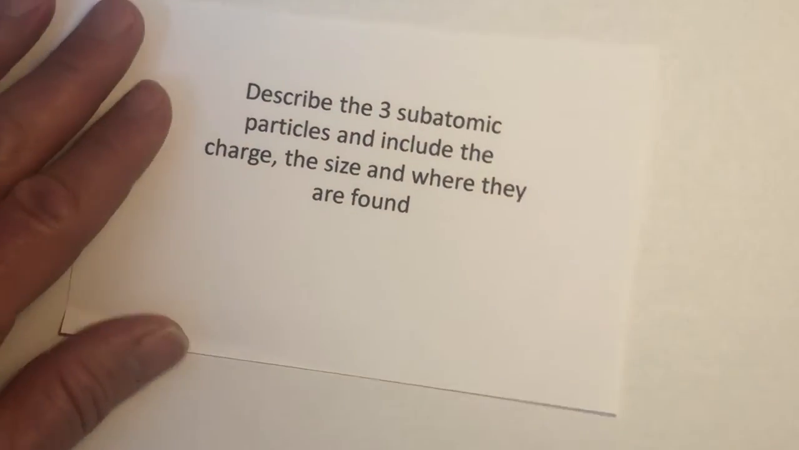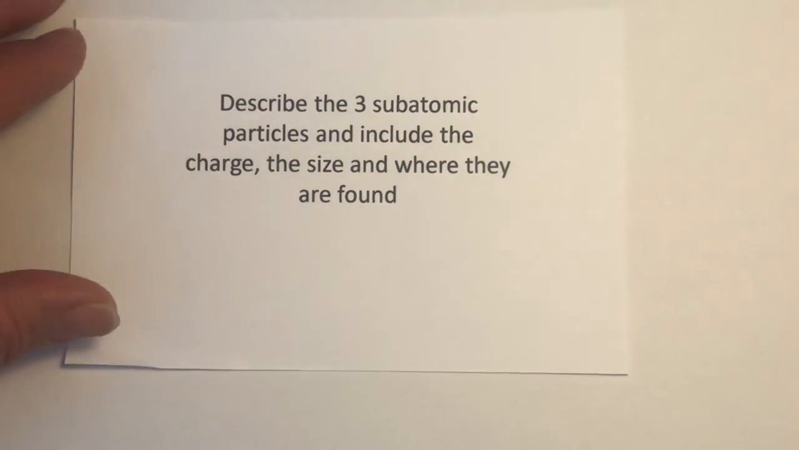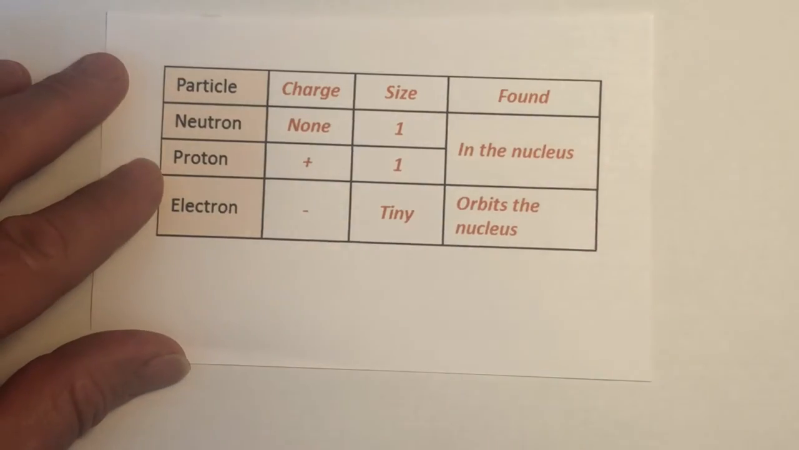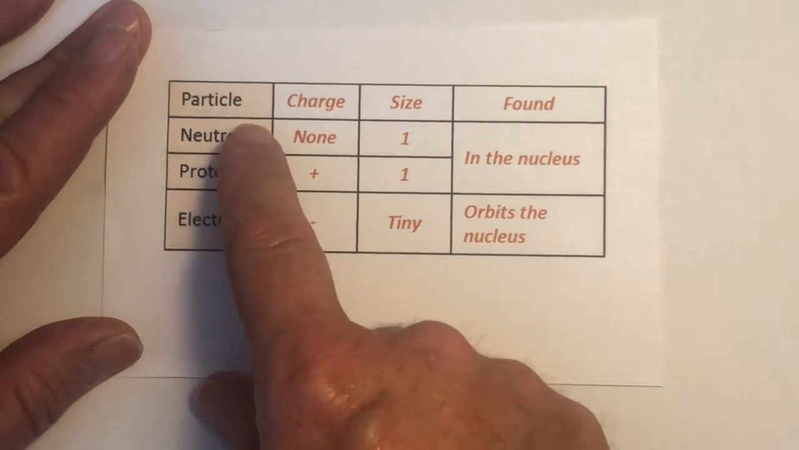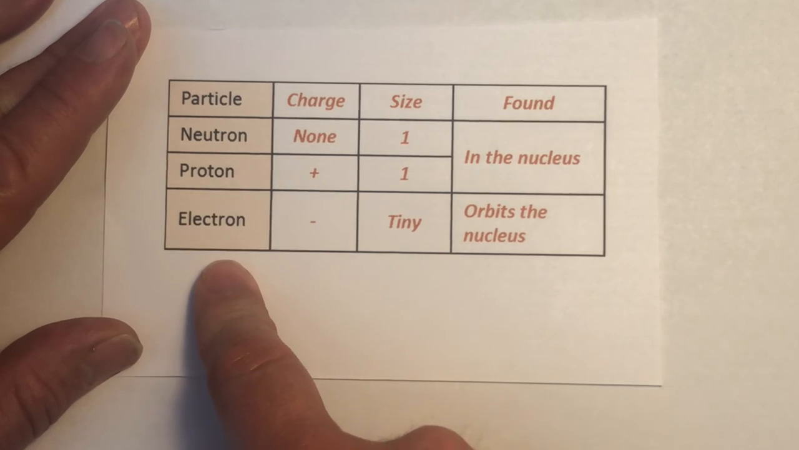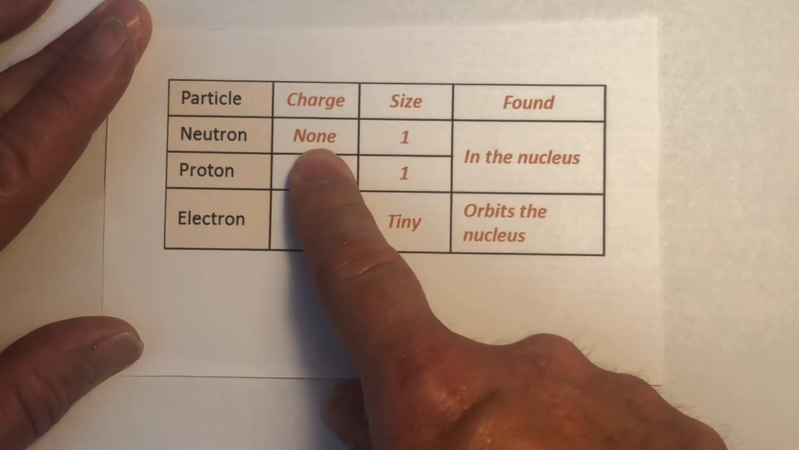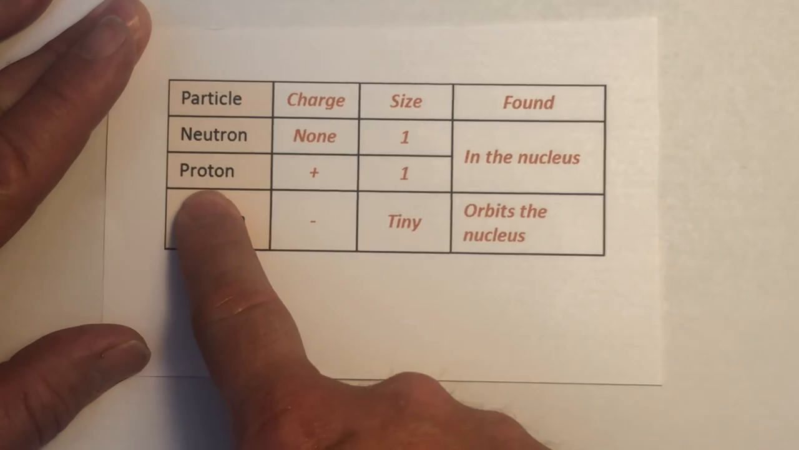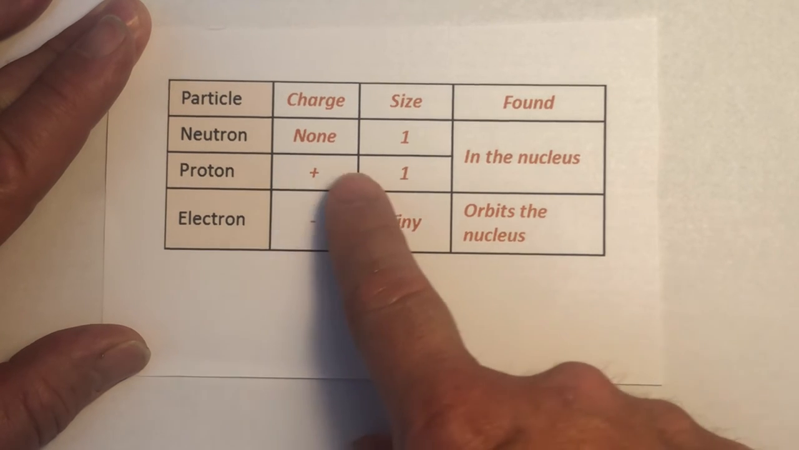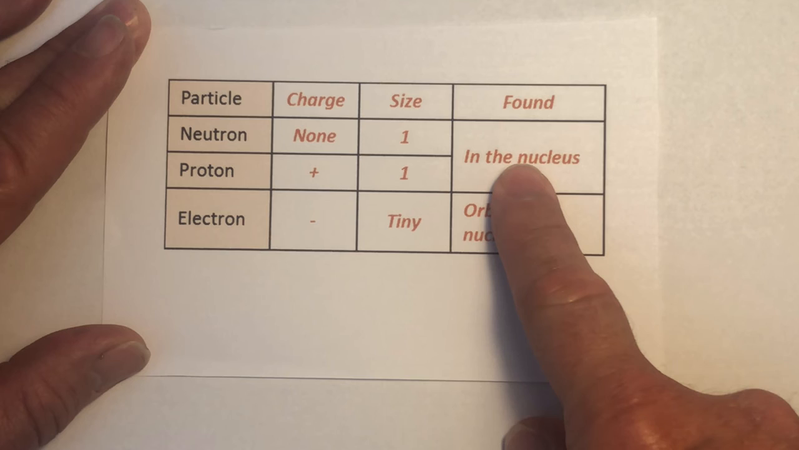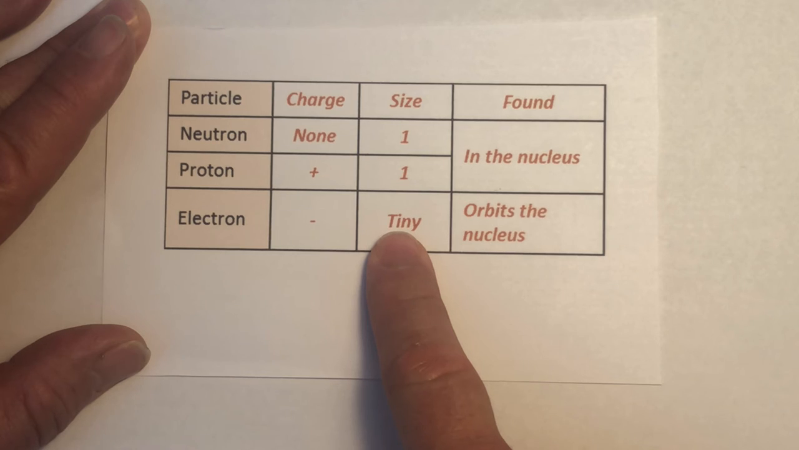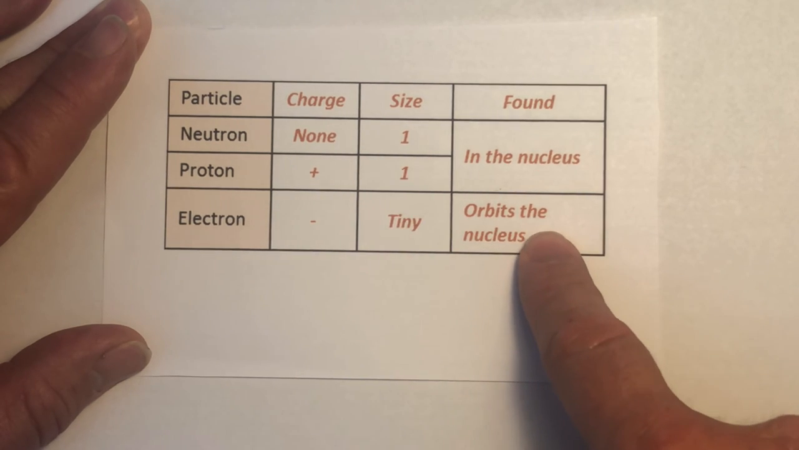So, back to the question. Describe the three subatomic particles and include the charge, the size, and where they are found. So, the three subatomic particles are neutrons, protons and electrons. Neutrons have no charge. They have a size of 1 and they are found in the nucleus. Protons are positively charged. They also have a size of 1 and are also found in the nucleus. Electrons have a negative charge. They are tiny, negligible, and what they do is they orbit the nucleus.